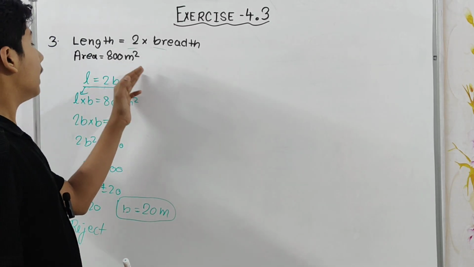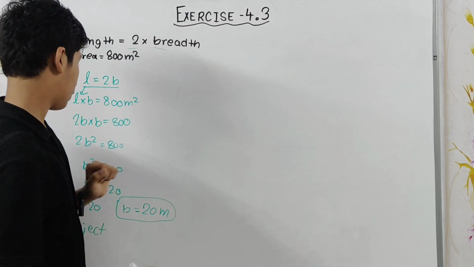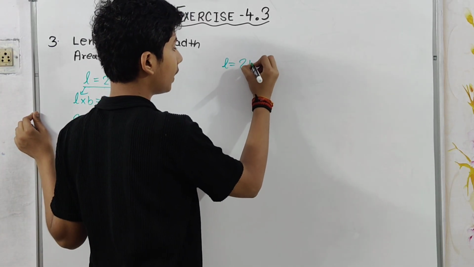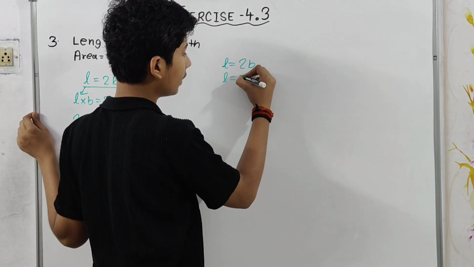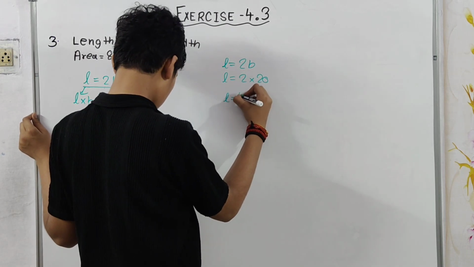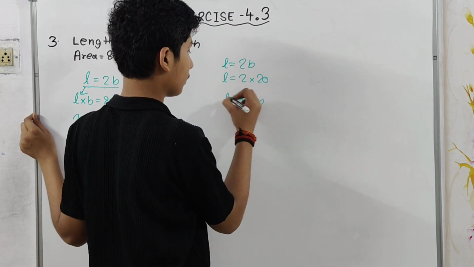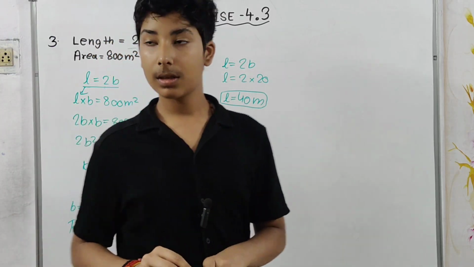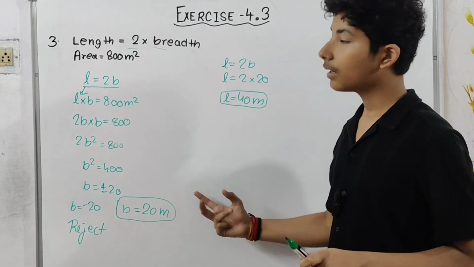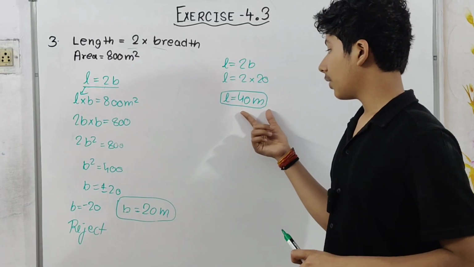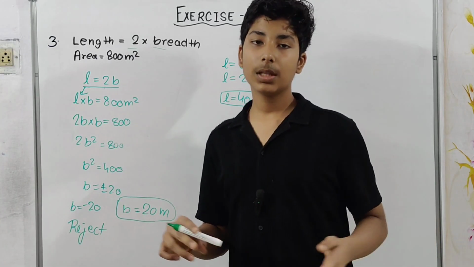Now here we have to find length also. So length equals 2 into breadth. So length will be equal to 2 into 20, 40 meters. I hope this is clear to you, and yes, it is possible to design it, and the value of B is 20 meters, value of L is 40 meters. I hope this is clear.